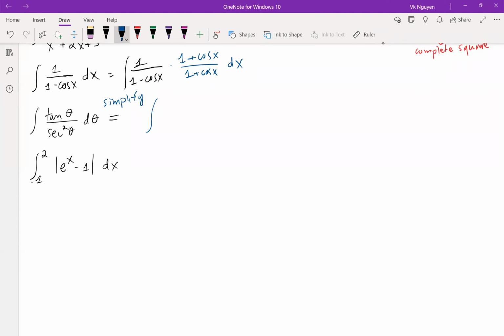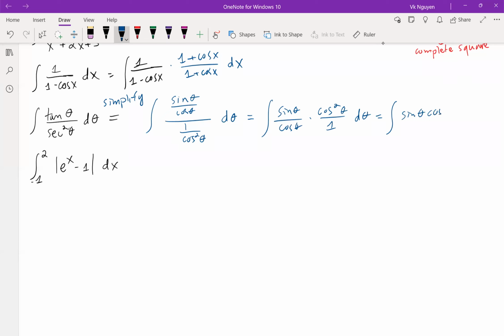And that will give us the integral, tangent is sine over cosine, secant squared is 1 over cosine squared. So this would give us the integral of sine theta over cosine theta multiplied by cosine squared theta over 1 d theta, and that is the integral of sine theta cosine theta d theta, which we can do. Yeah. One more.